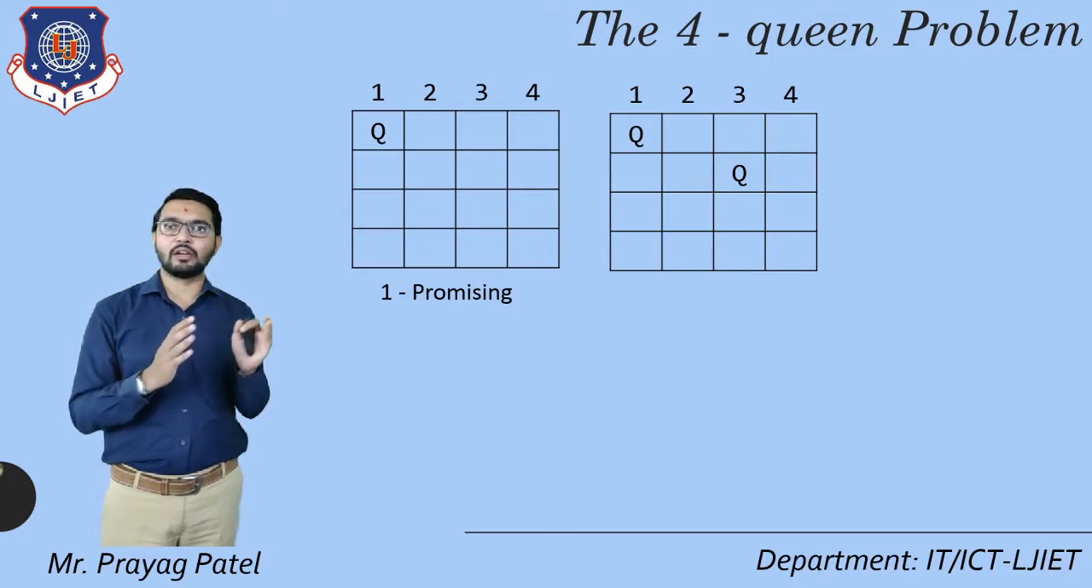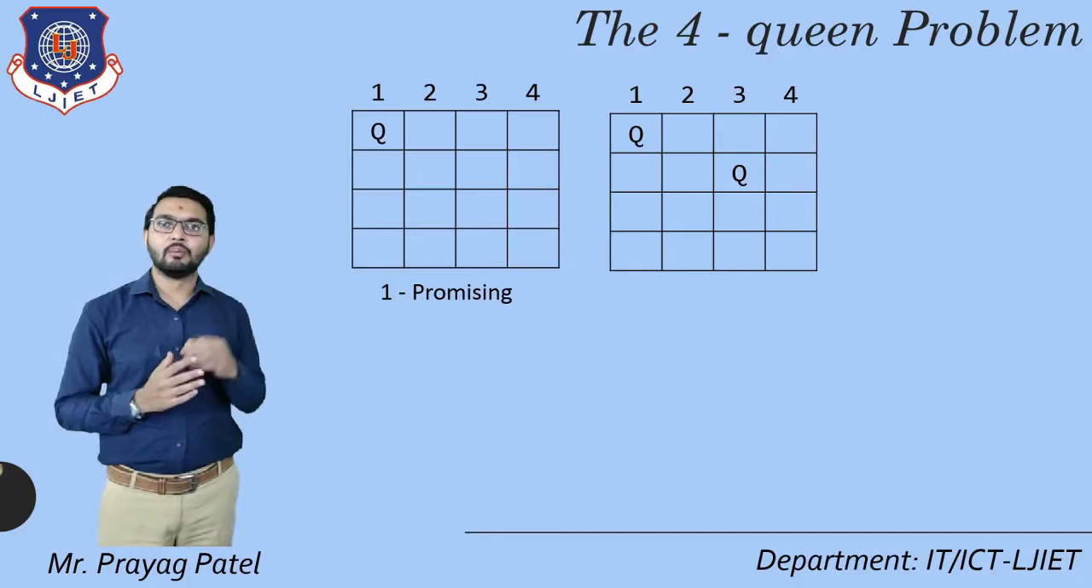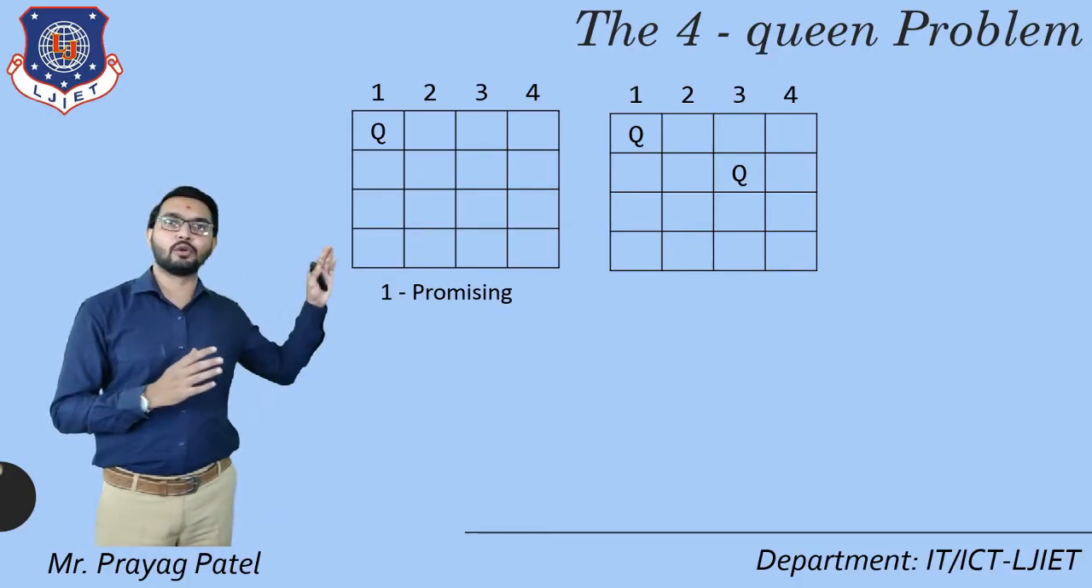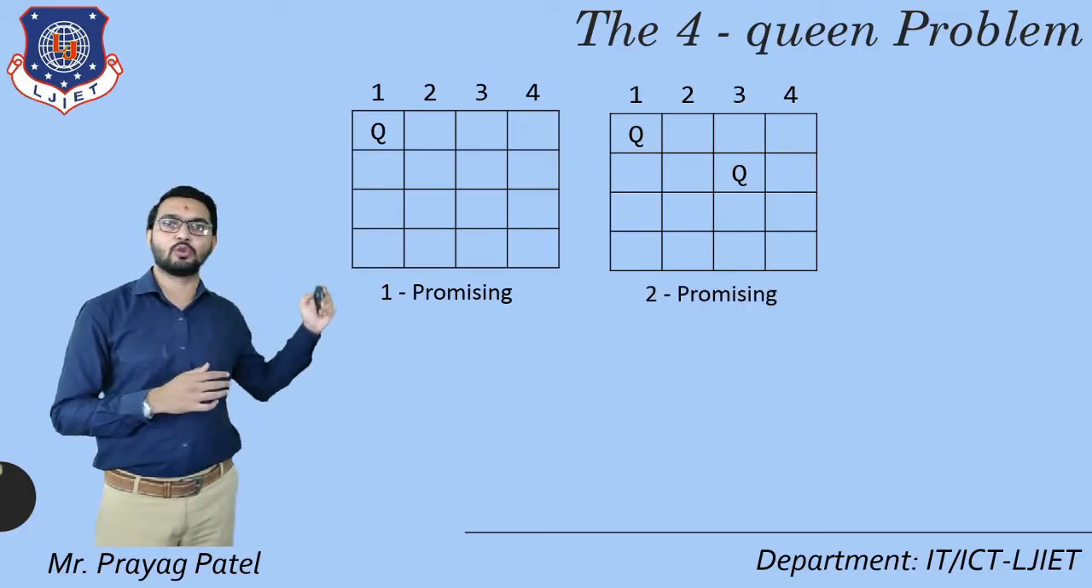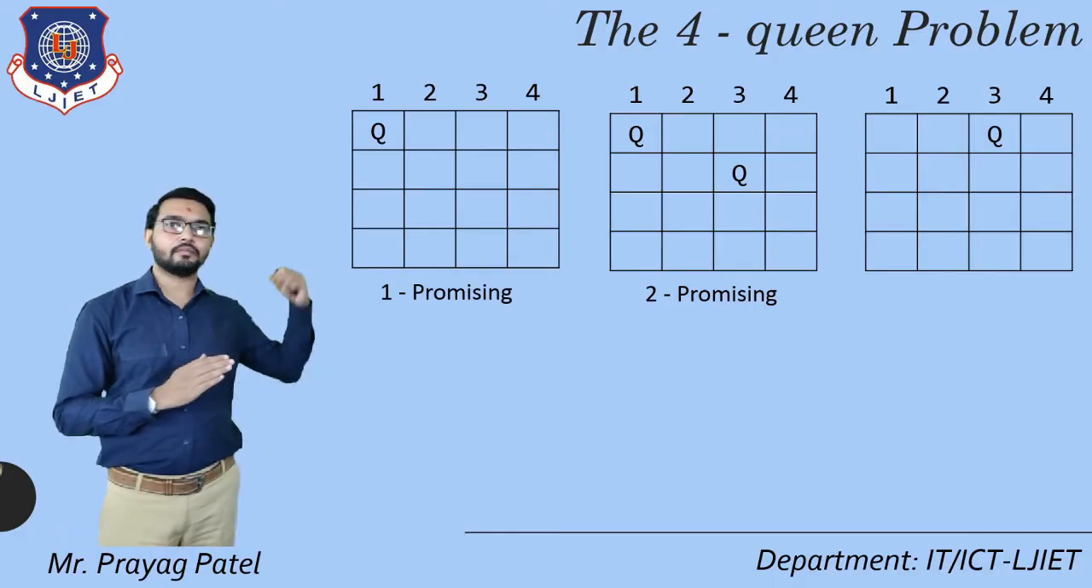So here we can say that only two queens are there. In the fourth row you could also put one queen, but it is not possible to put 4 queens according to this sequence. So consider this a two promising solution. Now consider another way.